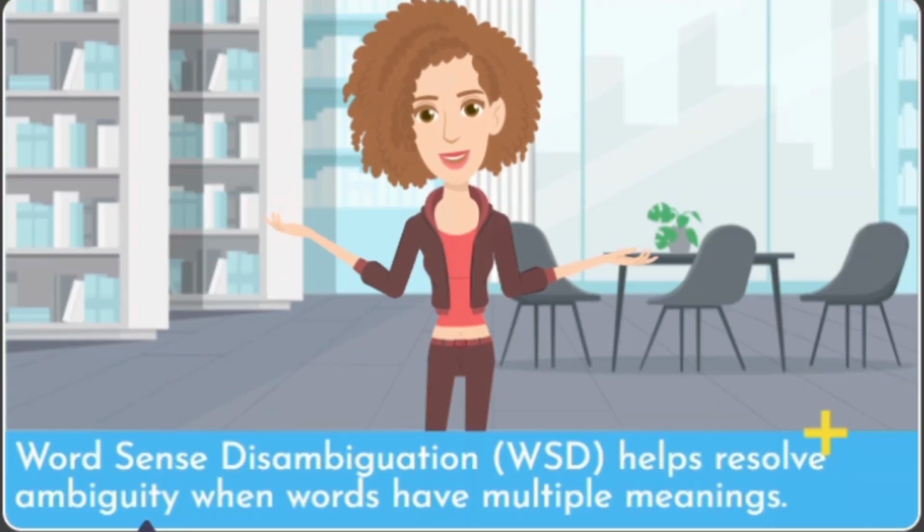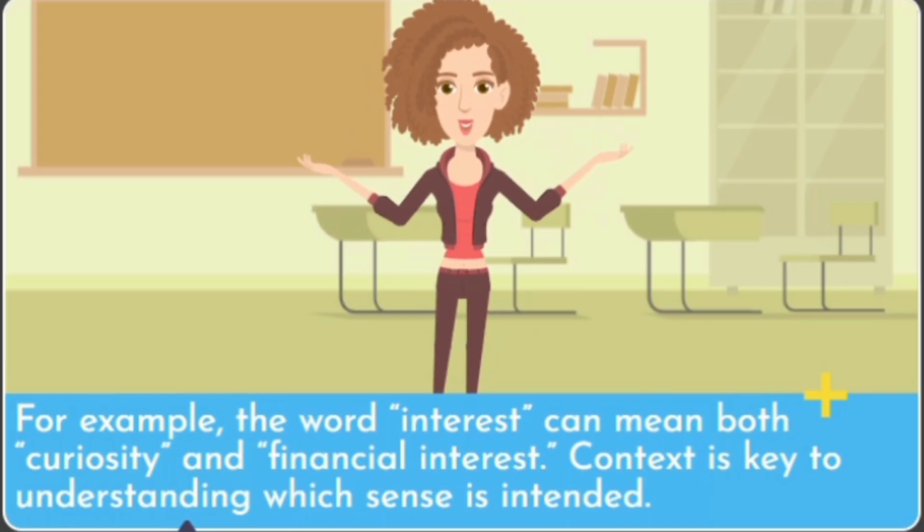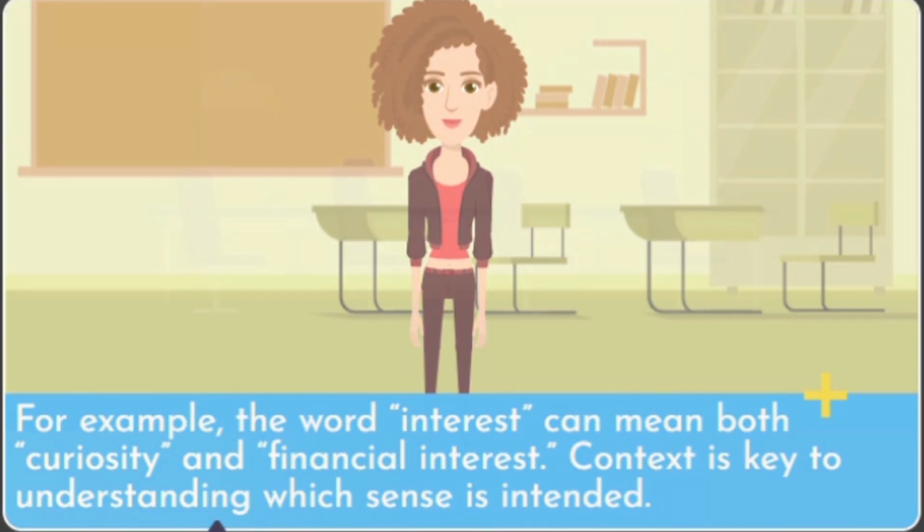Word sense disambiguation, WSD, helps resolve ambiguity when words have multiple meanings. For example, the word interest can mean both curiosity and financial interest. Context is key to understanding which sense is intended.